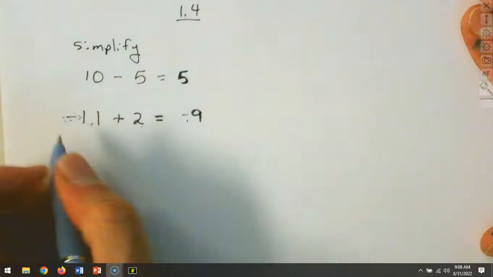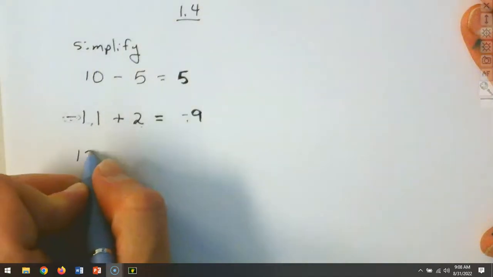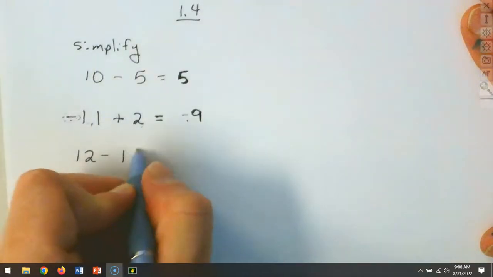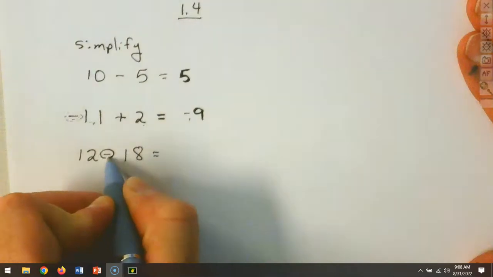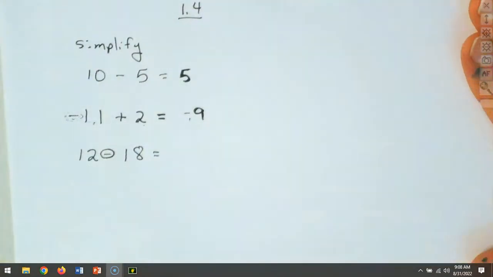Okay, let's try another one here. How about 12 minus 18? What would that be? Well, let's think about a moment with our signs. Is it going to be a positive number or a negative number? Negative number. Why is it going to be negative? Because which one is bigger, 12 or 18? 18 is the larger number, and what's the sign associated with the larger number? So I know my answer is going to be negative.